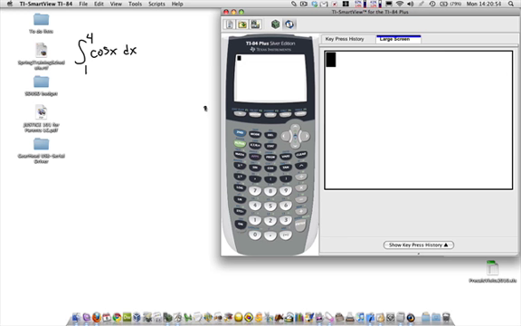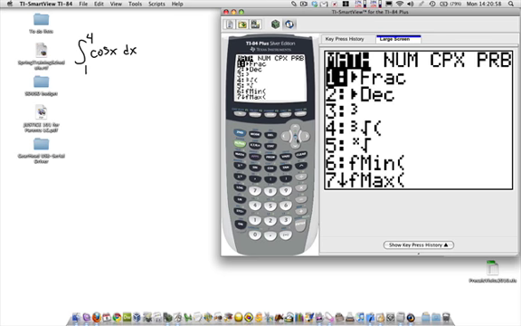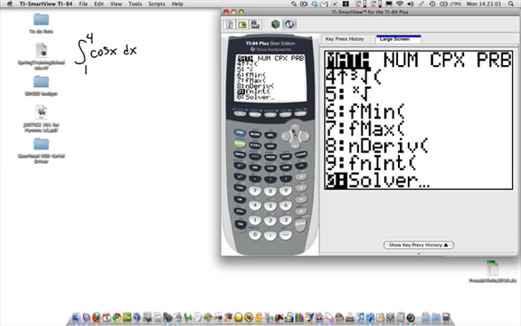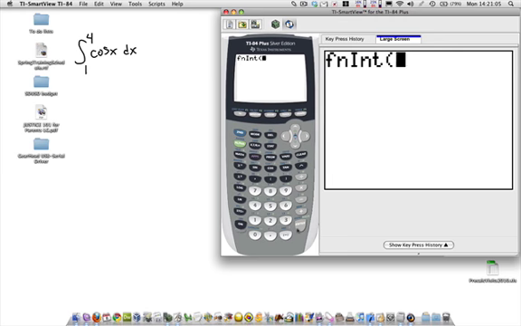Easy. What you do is click on Math, and then if you scroll up, you'll get down to the bottom, which is where you want to be. fnInt. fnInt is the integral function. Put in the function you want to integrate, cosine x. The variable you're integrating with is the dx, so we'll put an x there. We're going to start our integration at 1, and we're going to stop at 4.